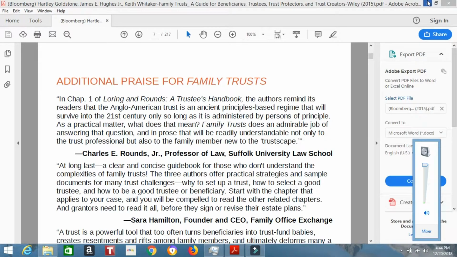Thomas R. Livergood, Founder and CEO, the Family Wealth Alliance.